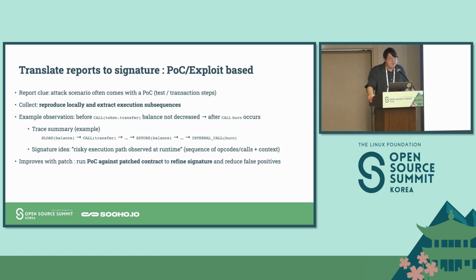The signature becomes more stable when a patch exists. We replay the same POC on the patched build, and if the vulnerable subsequence disappears or changes, that gives us confidence in the patch and helps refine the signature to reduce false positives. We do this using some simple set theory.